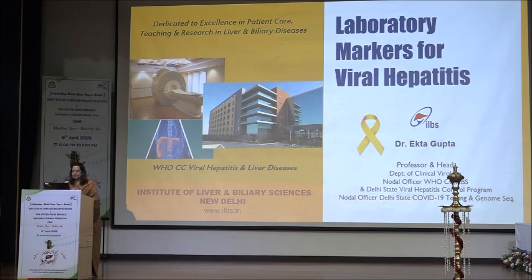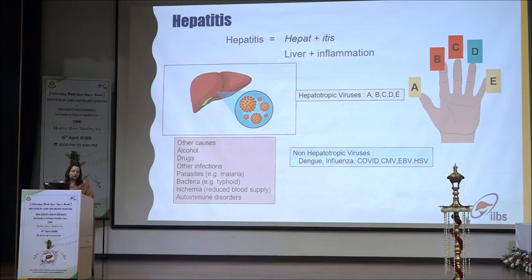So the markers which are important. This is a very basic slide. Hepatitis is liver plus inflammation. There are many causes, because very often it is asked whether it is only ABC. Sometimes LFT is deranged in other viruses also. What is happening? The liver gets inflamed by multiple things.